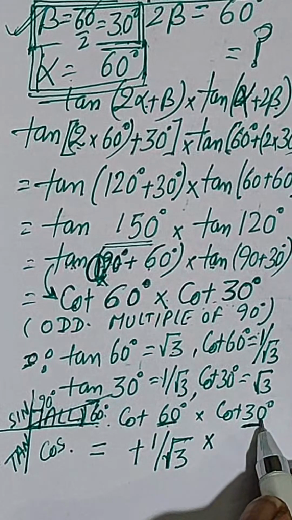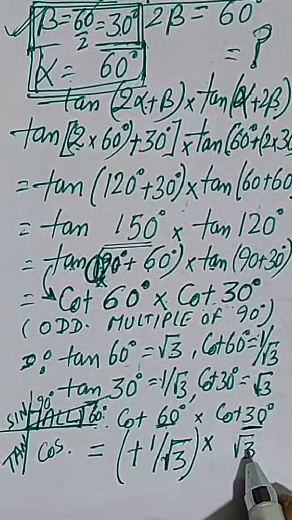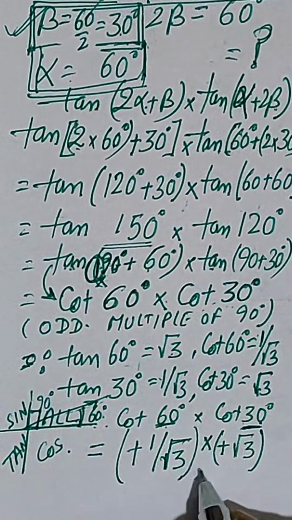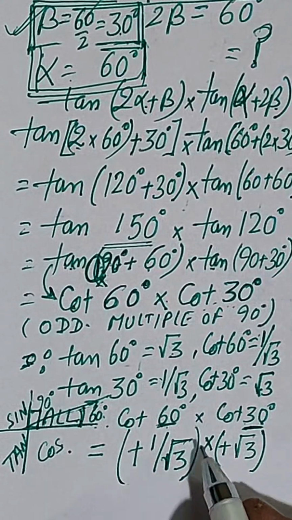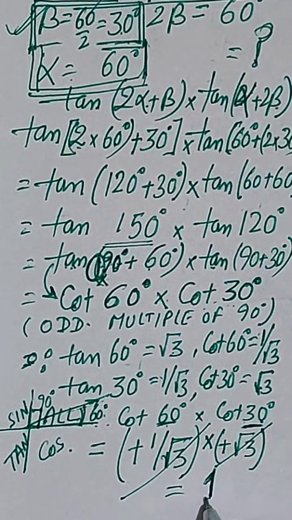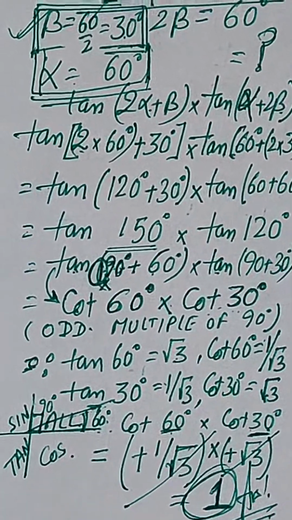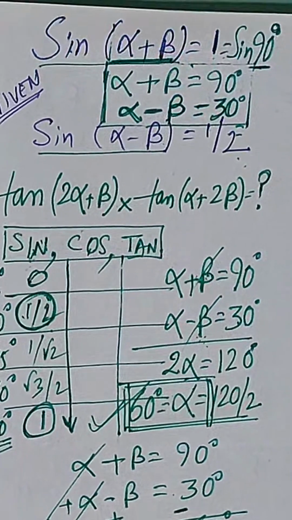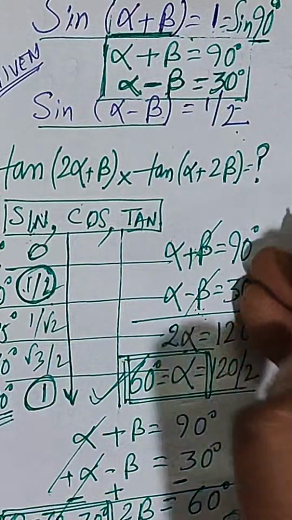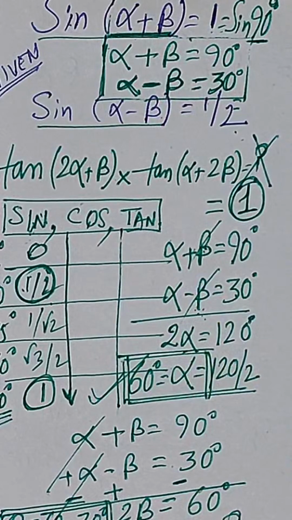Similarly, cot 30 we have calculated as root 3. So it will be root 3, and the sign will be positive, since 30 is also less than 90 and lying in the first quadrant. So 1 by root 3 multiplied with root 3. Here you can see this root 3 and this root 3 will be cancelled out, and we have the value equal to 1. And this is our answer. 1 is the value calculated for our question, that is tan of 2 alpha plus beta multiplied by tan of alpha plus 2 beta is equal to 1, right? And in this way we have solved this question.